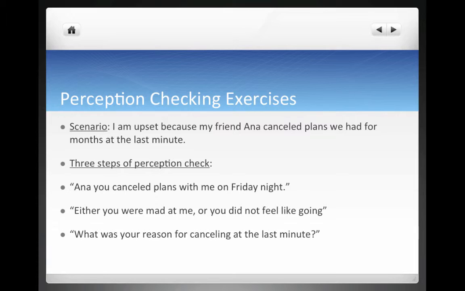Instead of confronting your friend and concluding that she just canceled the plans for no reason, it's better you follow these 3 steps: first of all, describing clearly the behavior, providing 2 possible interpretations, and asking for clarification.